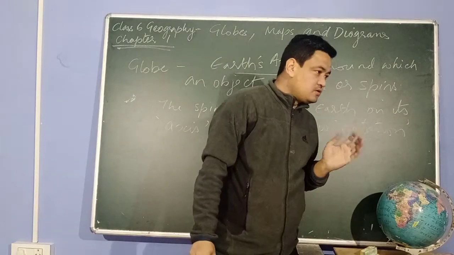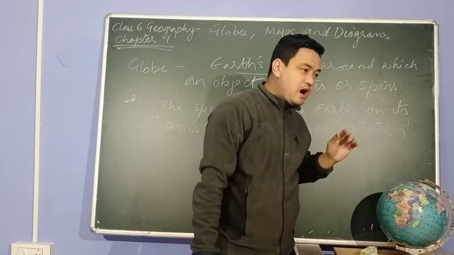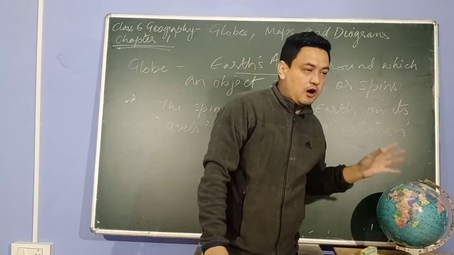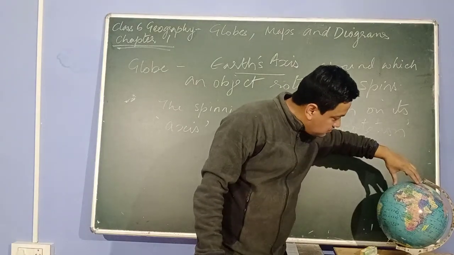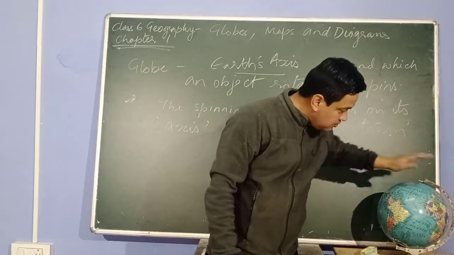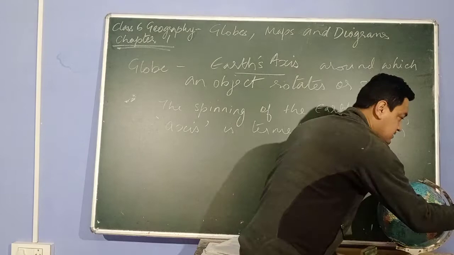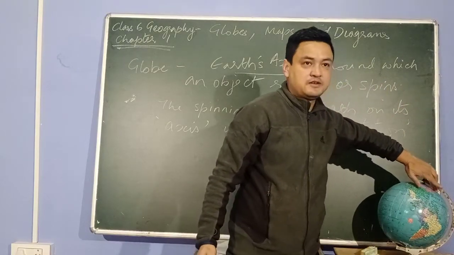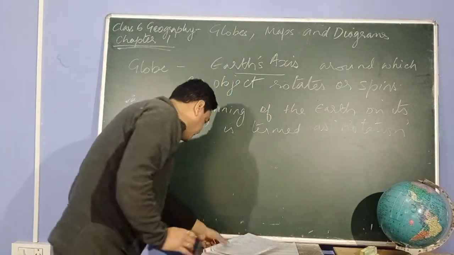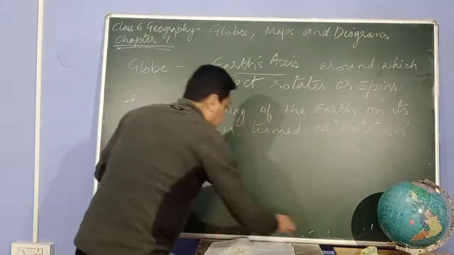Now, if you want to know the actual path of rotation of our Earth or globe, it is from west to east direction. It rotates from west to east. West is this side, east is this side. So it rotates from west to east.